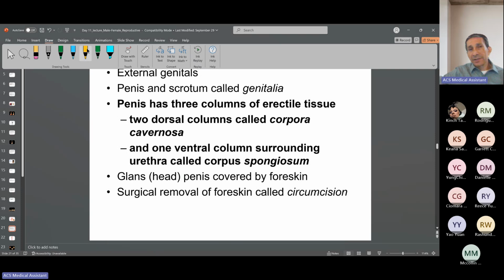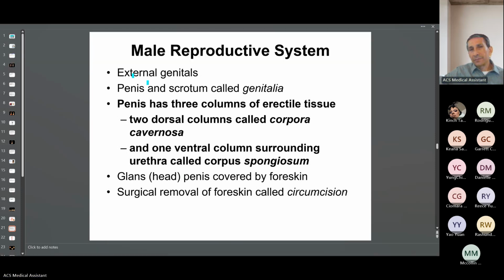So the male's external genitalia. So here it is, the penis and the scrotum. That's it. The penis and the scrotum, this sac that contains the testicles, this is the outside, so it's external. The penis, outside. But whatever is within the scrotum or the penis is not called external.